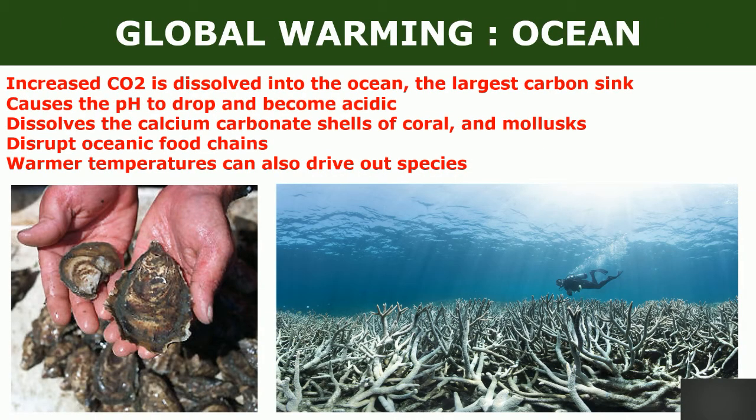So again, just to go back to that, when we have increased CO2, the ocean is the largest carbon sink, and when the pH drops, it becomes more acidic. So this is what happens to the oysters. They use that calcium carbonate to make their shells, so they become smaller, and they just don't survive because the pH is now acidic and it's dissolving their shells. These are important food sources for other animals. It's going to disrupt those entire food chains.